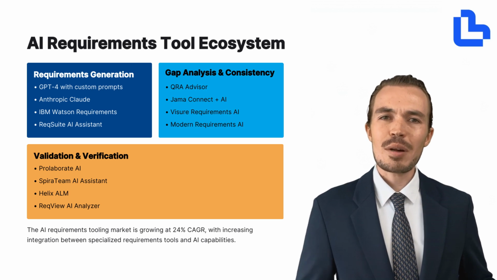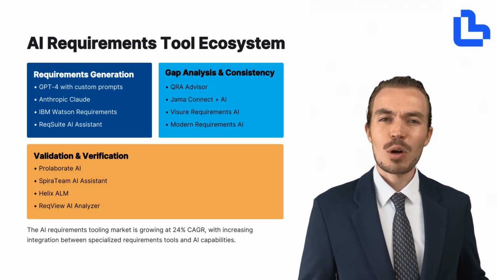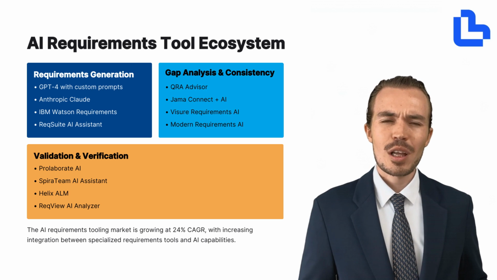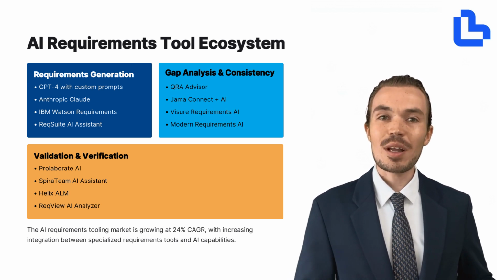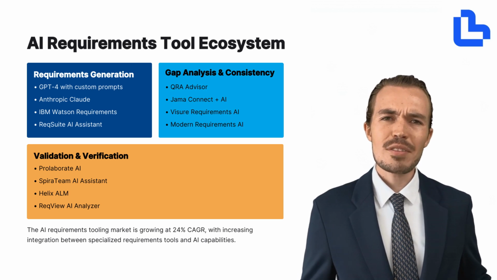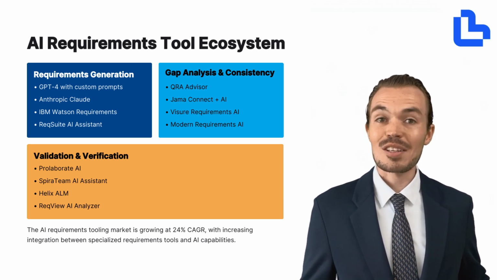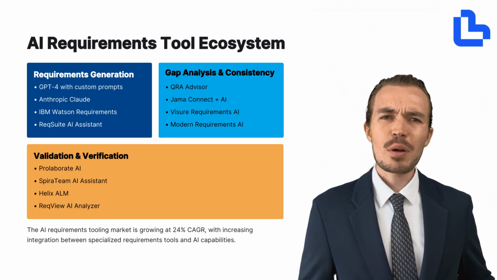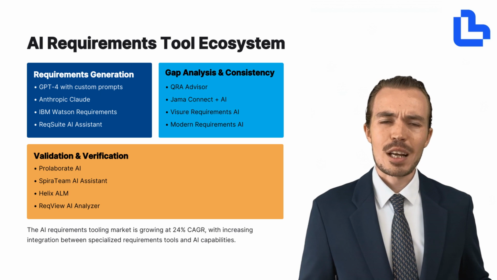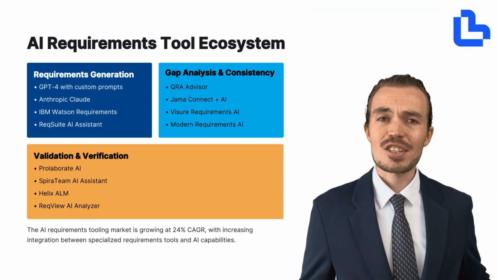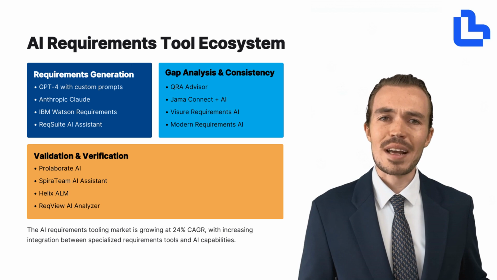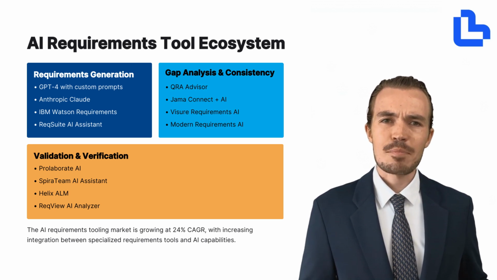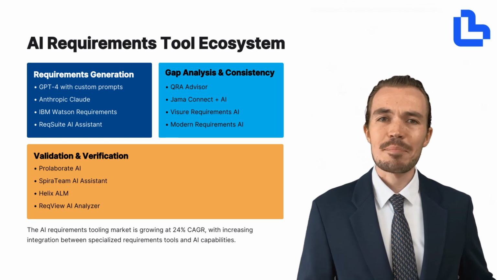For requirements generation, tools like GPT-4 with custom prompts, Anthropic Claude, IBM Watson requirements, and REQ Suite AI Assistant are leading the way. These platforms help teams quickly draft functional and non-functional requirements based on product vision, user personas, and system constraints. When it comes to gap analysis and consistency checking, tools such as QA Advisor, JAMA Connect with AI, Visual Requirements AI, and Modern Requirements AI are making a big impact.